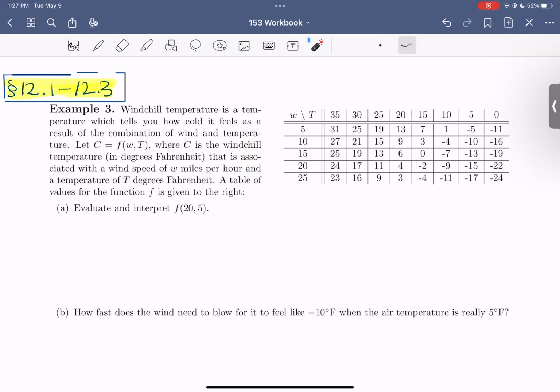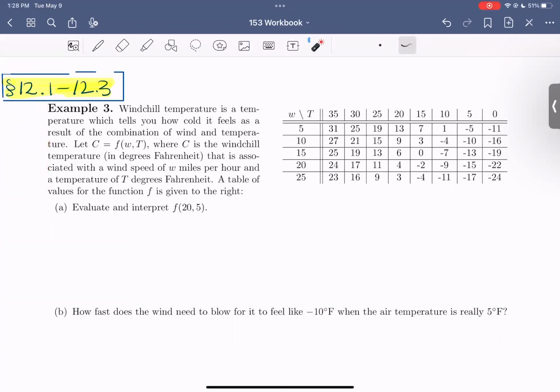Example 3 says, the wind chill temperature is a temperature which tells you how cold it feels as a result of the combination of wind and temperature. So we're going to let C equal the function evaluated at W and T, where C is the wind chill temperature in degrees Fahrenheit that is associated with a wind speed of W miles per hour and a temperature of T degrees Fahrenheit. A table of values for the function F is given to the right. So let's unpack that table and try to make sense of this situation.